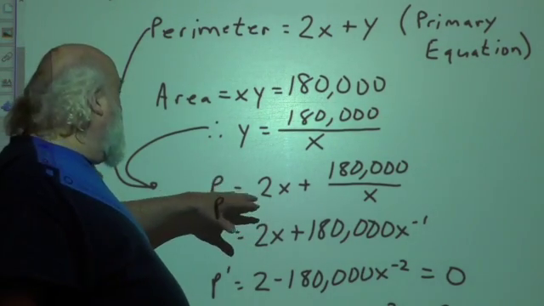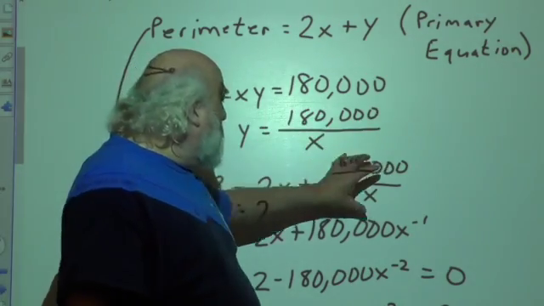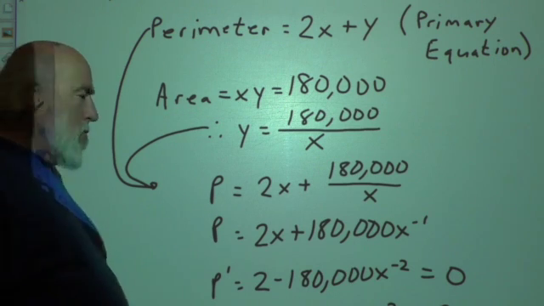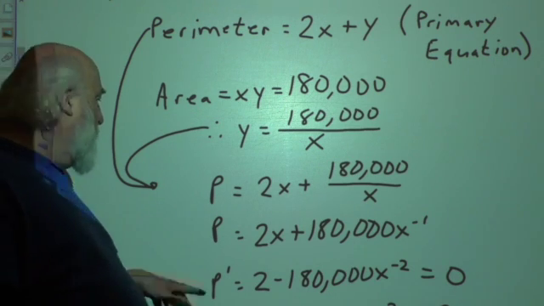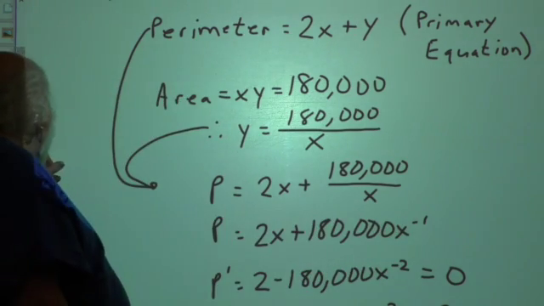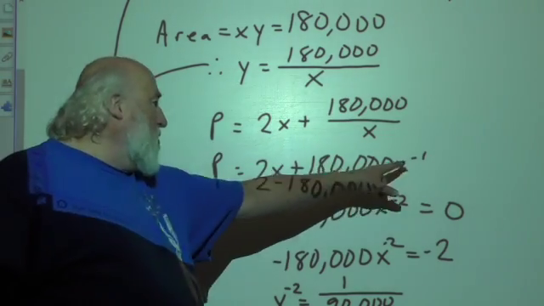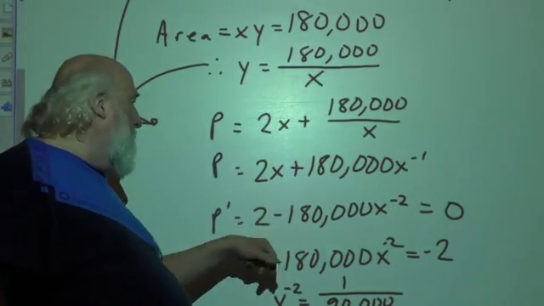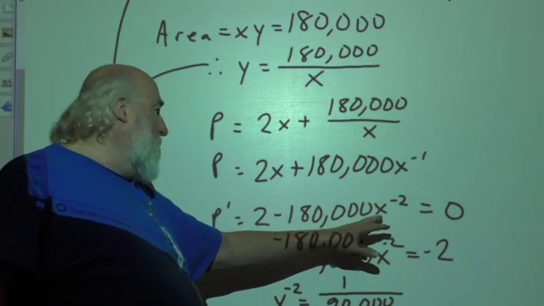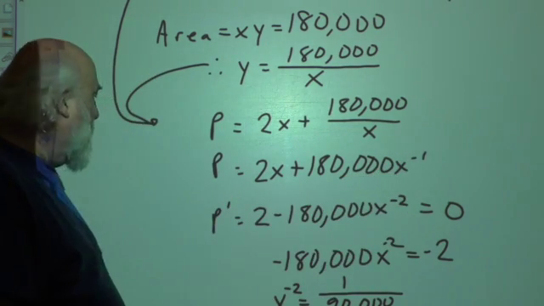So the perimeter then becomes 2x plus what y is, goes right there, 180,000. Rewrite it so we can derive it: x to the negative 1 instead of over x. Divide the 2x, we get 2. Divide this, the negative 1 goes in front, make that negative. And then we have 180,000 x to the negative 2, because negative 1 minus 1 is negative 2.